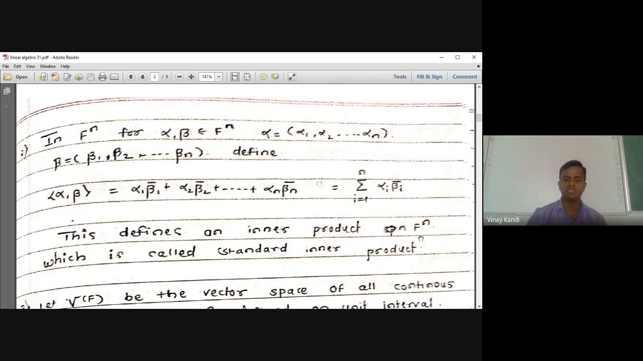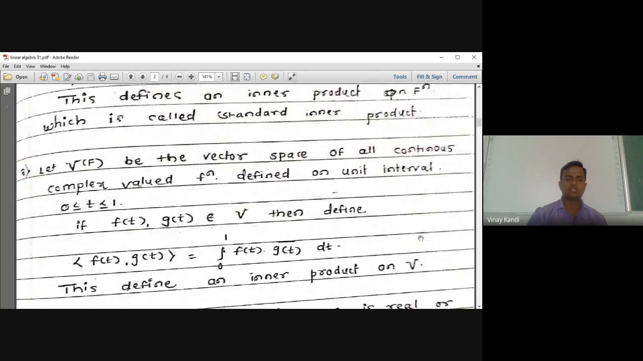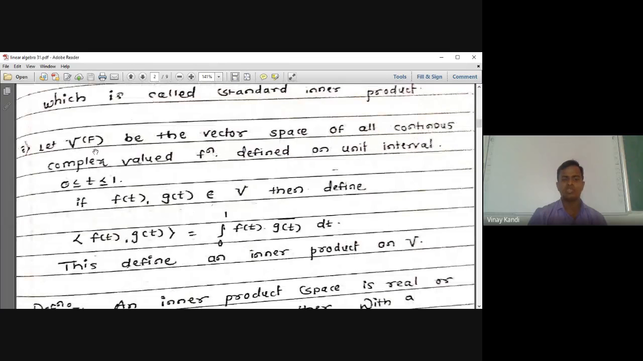The next example is that let V over F be the vector space of all continuous complex valued functions. All the functions are continuous, and the output is a complex value. This is the vector space of the set of all complex valued functions, so the elements are like functions, and the output is a complex valued function.